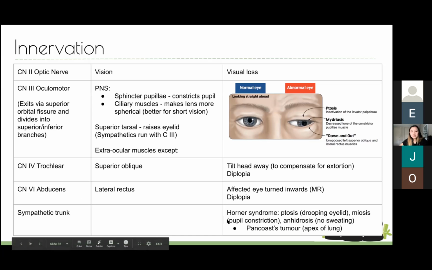When you hit your sympathetic trunk, you classically get Horner syndrome, so ptosis, miosis, and anhidrosis. And that can be caused by a Pancoast tumor. That's a tumor at the apex of the lung because it just kind of compresses your sympathetic trunk there.